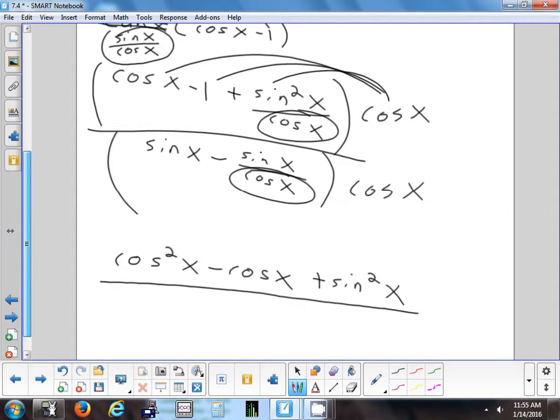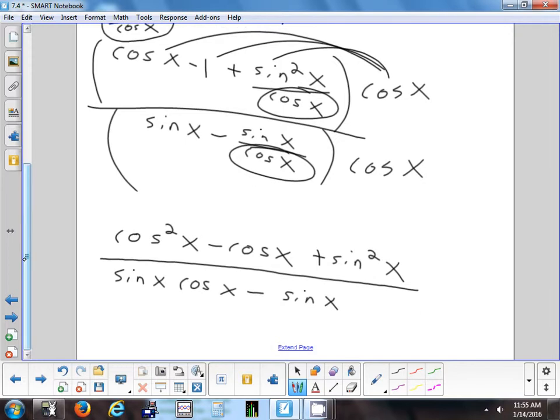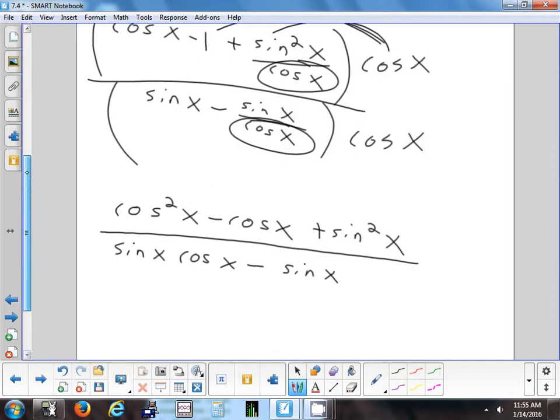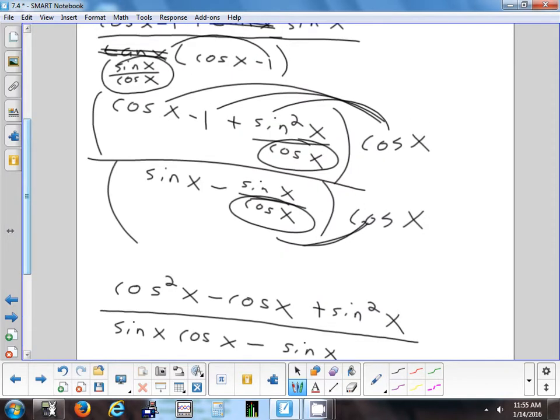And now in the bottom, what do we get? Sine times cosine. How do we write that? Sine x cosine x. And what about the second part? Cosines cancel. Okay. Questions on what I just did there? I just multiplied that out.